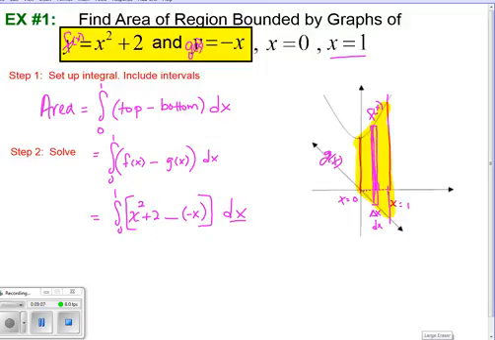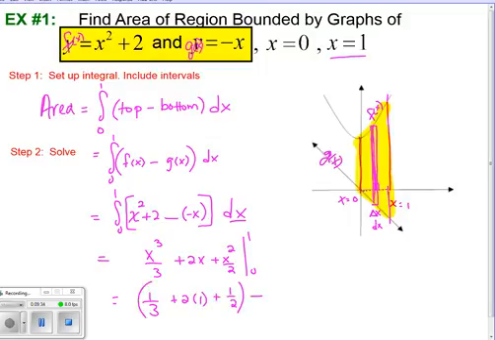Now, let's actually integrate. So integrating, we'd have x cubed over 3 plus 2x plus x squared over 2 evaluated from 0 to 1. And we know how to do that. Plug in 1 first. 1 over 3 plus 2 times 1 plus 1 over 2. 1 squared is 1. Minus 0 going in. My first term would be 0. My second term is 0. My third term is 0.